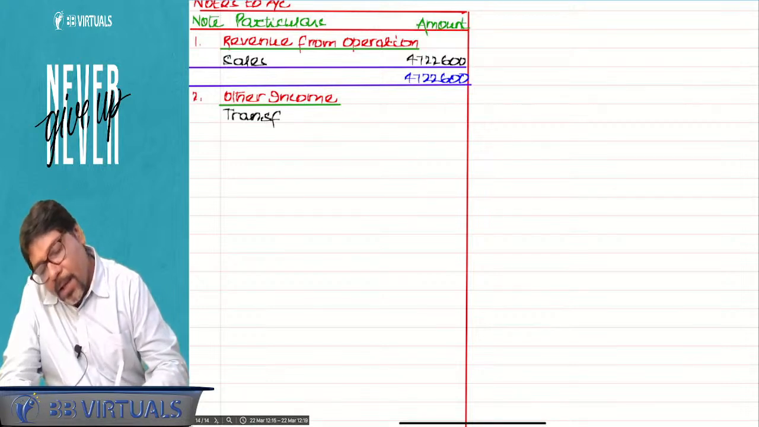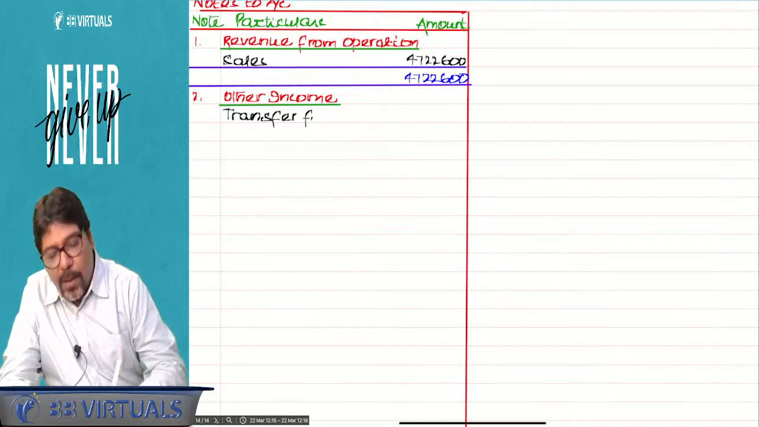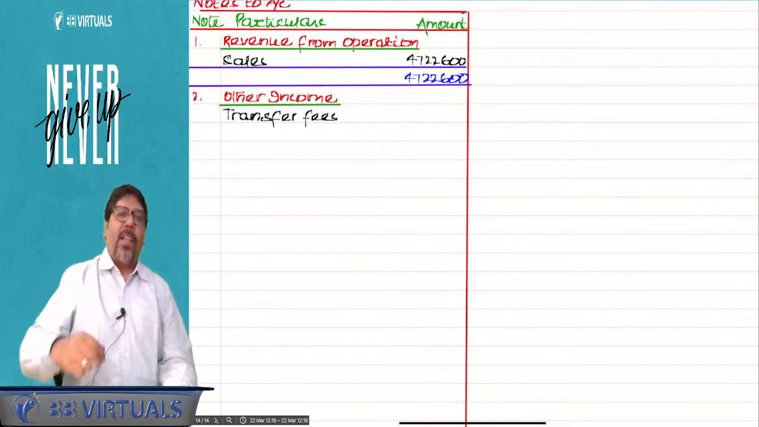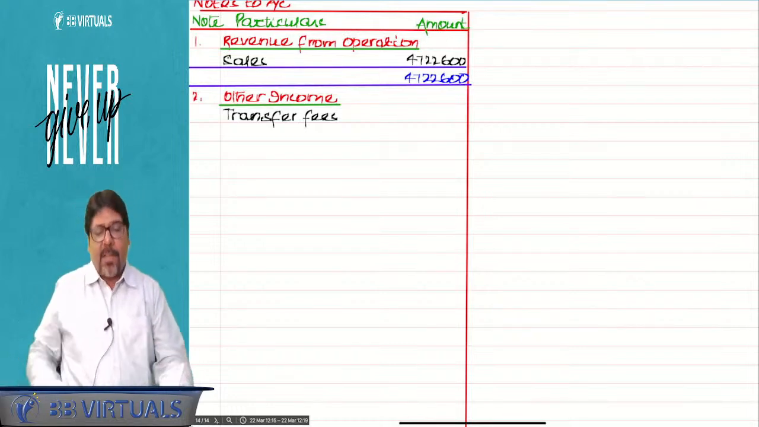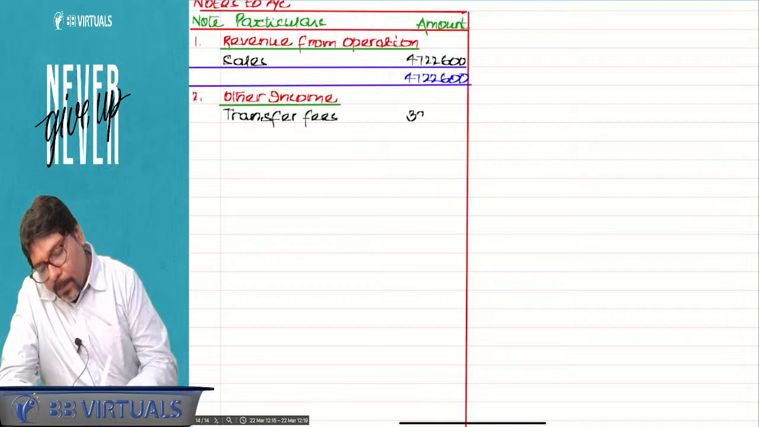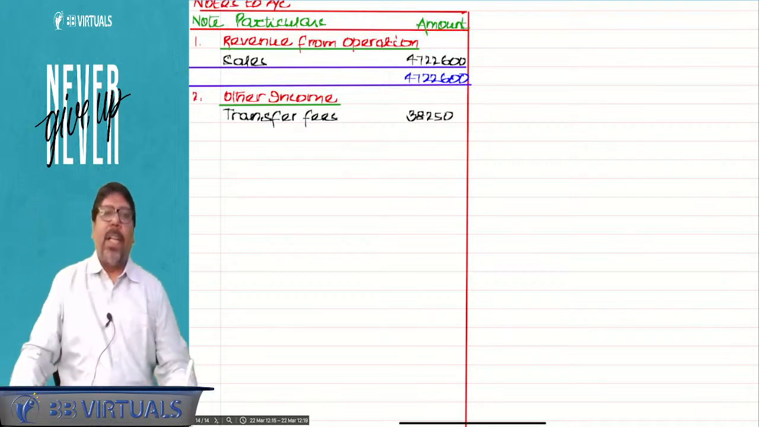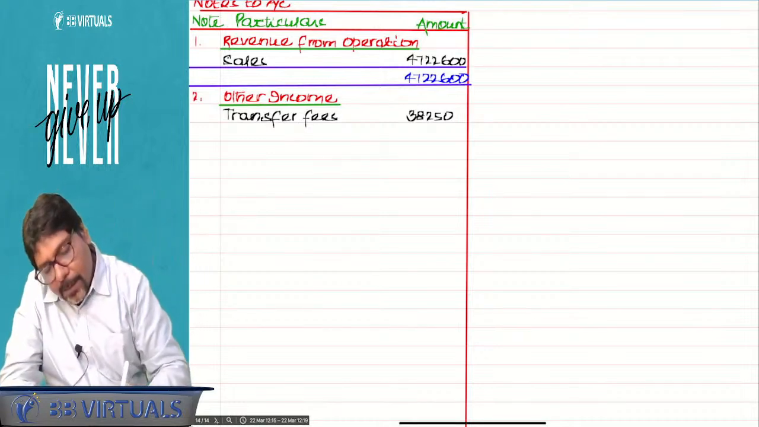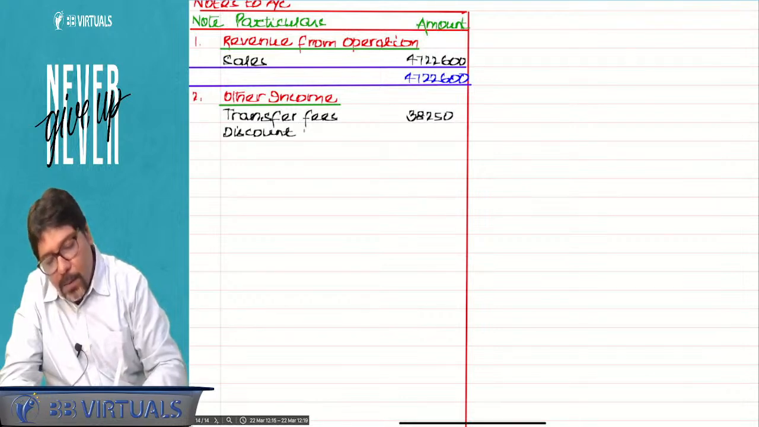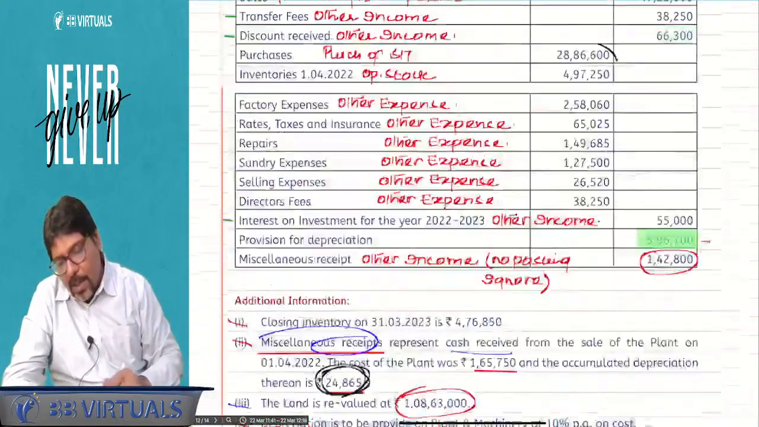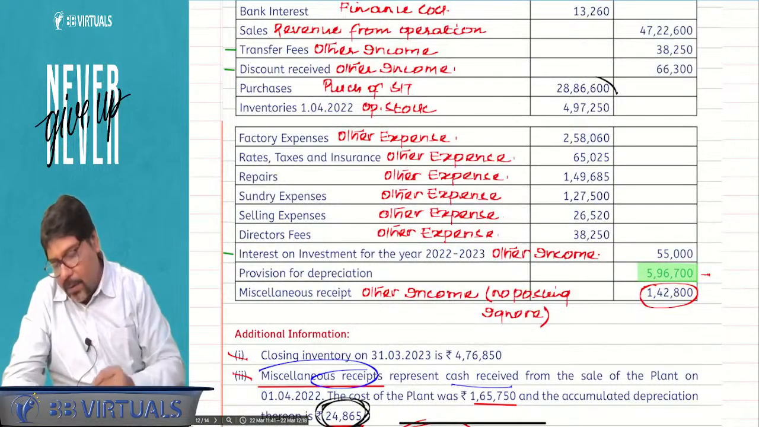Transfer of shares from one shareholder to another shareholder attracts a fee and it is received by the company. So for the company it is an income. Yes or no? Yes, sir. So chartered, transfer fees, how much will we write? 250. Correct, incorrect? Correct. Thereafter, discount received. Discount received, and where is discount received? 66,300.